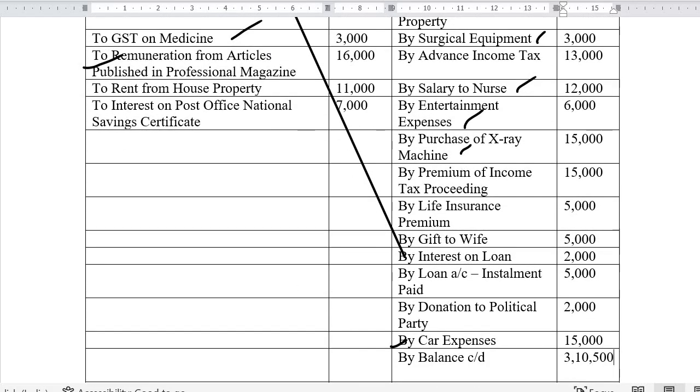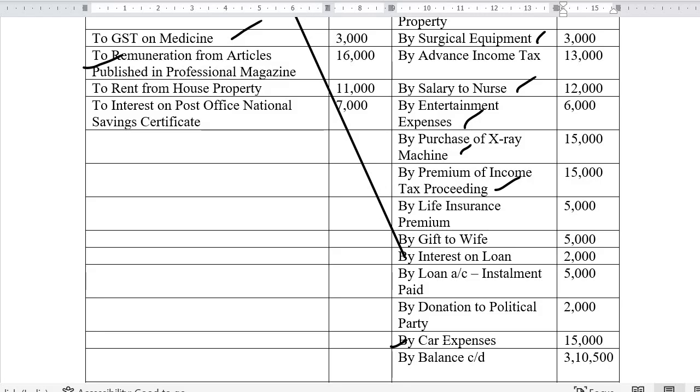Premium on income tax proceedings. It is a professional payment. So income tax is not, but premium, income tax appeal, like that, if they give in the question, it is a professional expense. Life insurance premium is not a professional expense. Gift to wife is not a professional expense. Loan installment paid is not a professional expense. Donation to political party is not a professional expense.